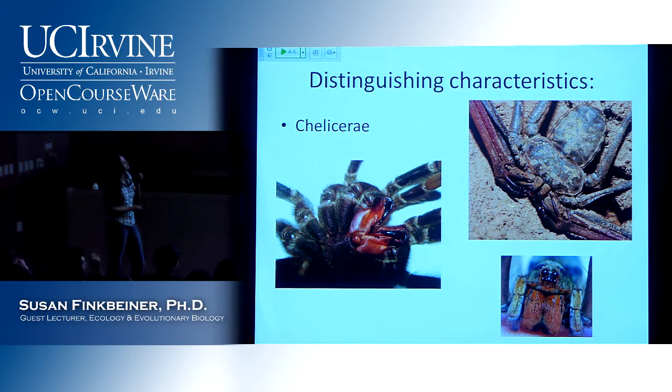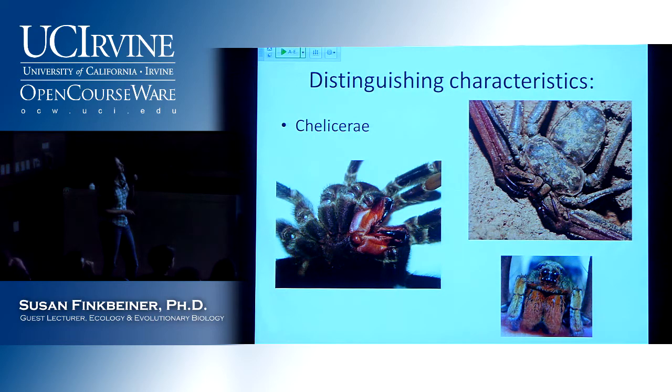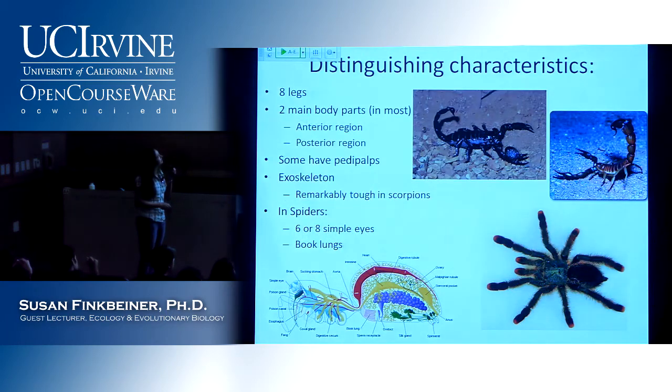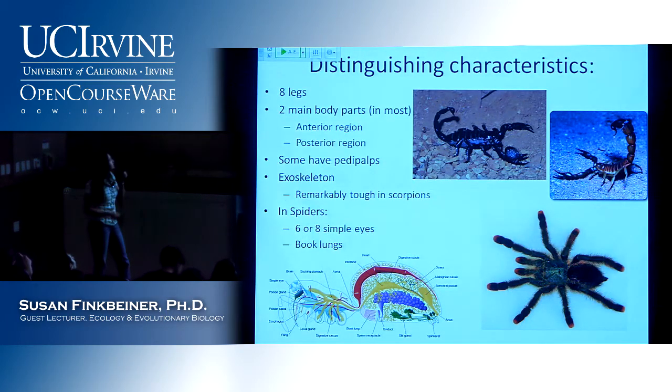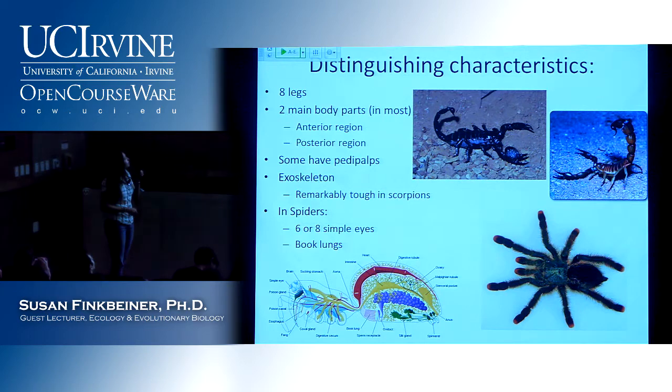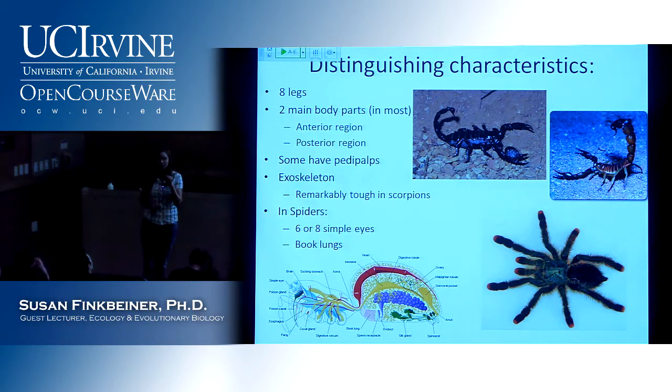Here are chelicerae. This is a tailless whip scorpion. You can see his chelicerae right here. Here's another tarantula, I believe, and his fangs look almost like a mustache. It's very kind of neat. So, a bunch of characteristics with the chelicerates. They do have 8 legs, 4 pairs of legs. They have 2 main body parts, in most but not all of them.